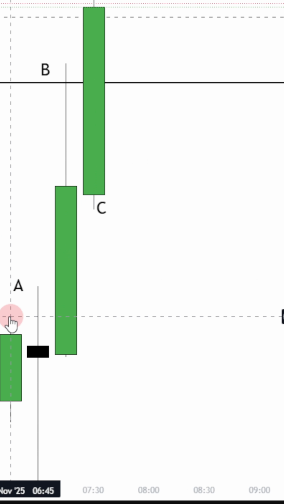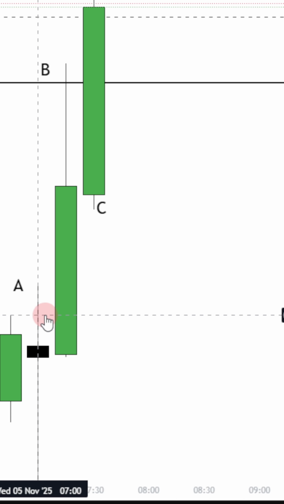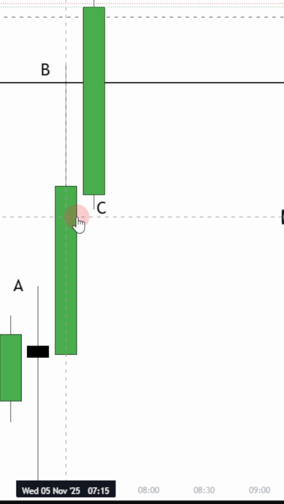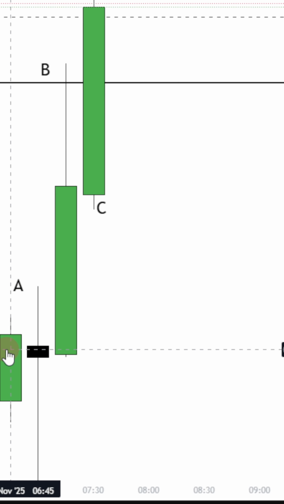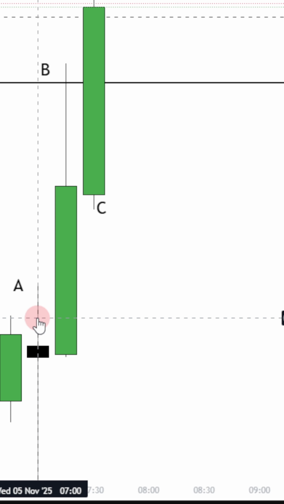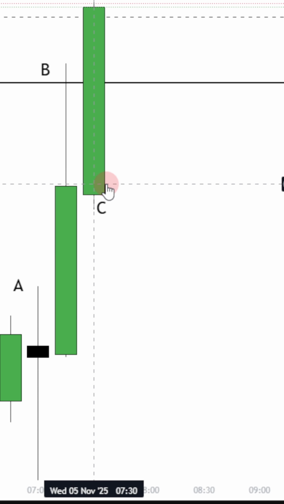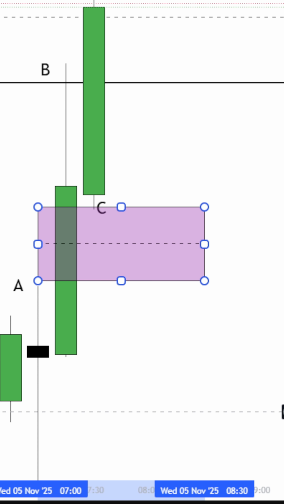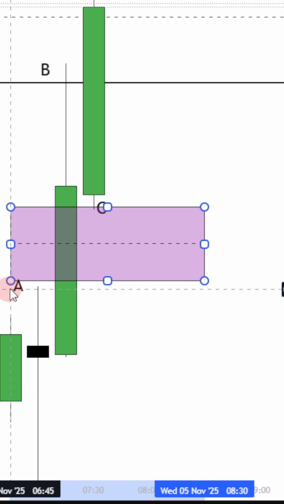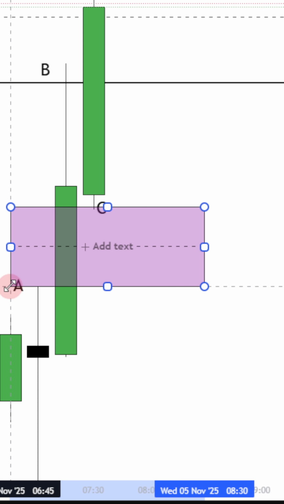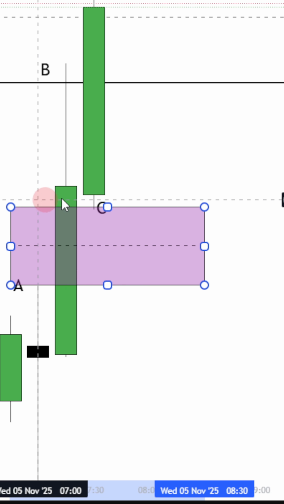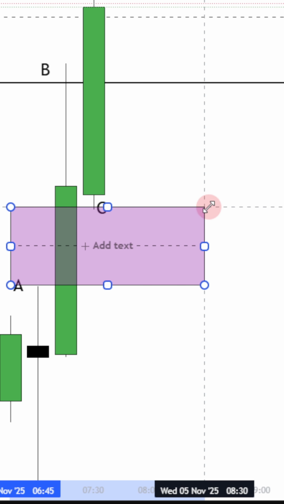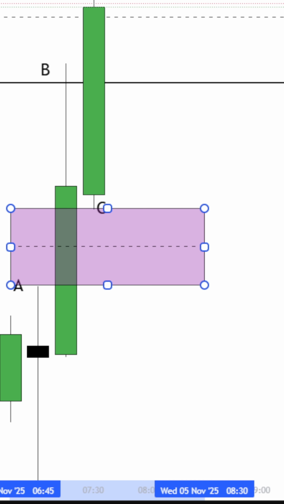There's three candles. One up, one big push, and another continuation. Notice how the wick of the first candle A doesn't overlap the wick of the third candle C. That's the gap. You want to have your box on top of candle A wick, and you want it to be touching candle C wick. Your 15-minute fair value gap.